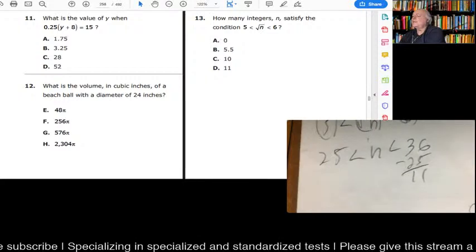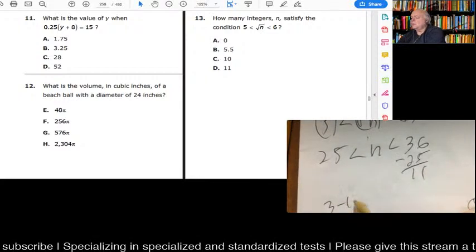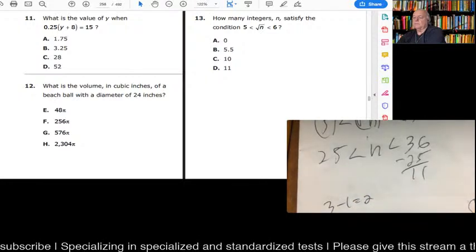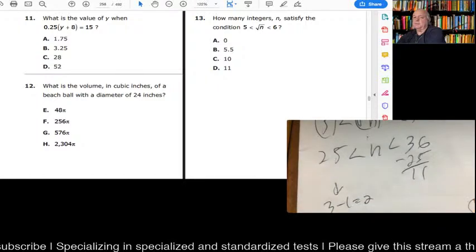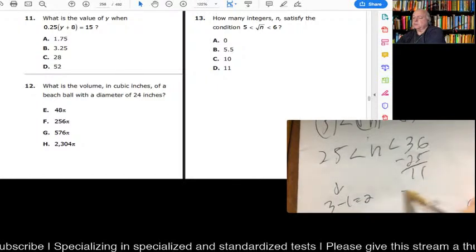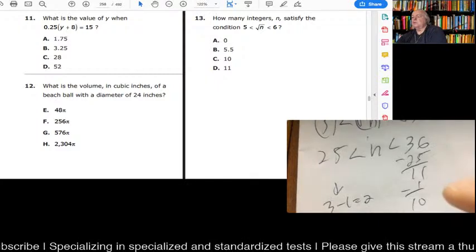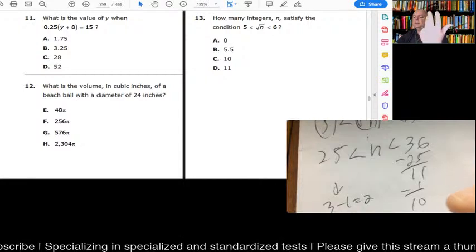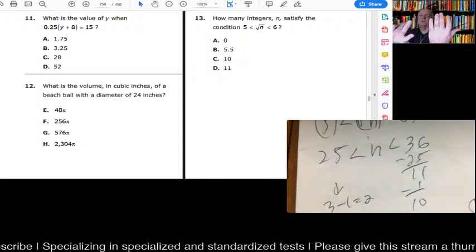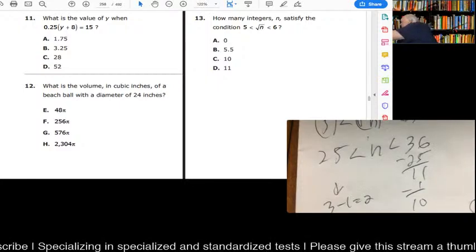The question is, is that the answer? Because if I have 3 minus 1, I get 2. Right? But there's only one thing between the two of them. So we should subtract off 1 here and get 10. And you can double check it. We get 26, 27, 28, 29, 30, 31, 32, 33, 34, 35. Okay? Did I just do that right?